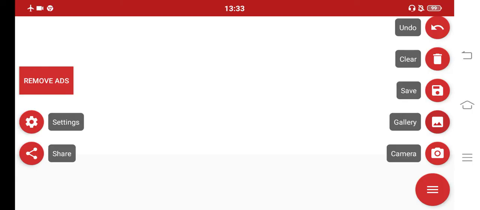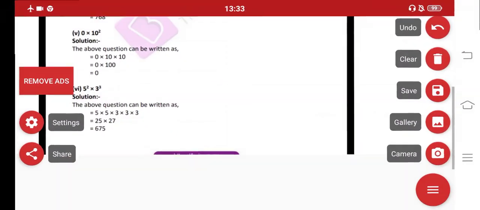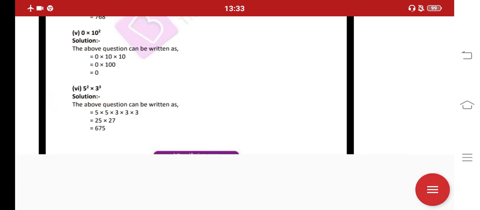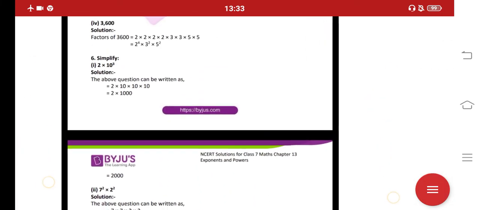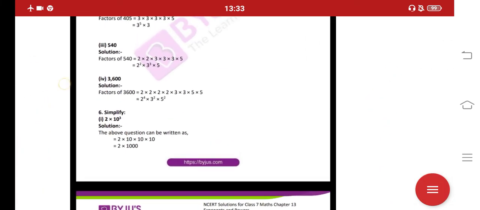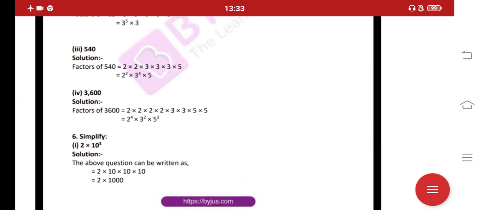Now let us see question number 6. See here what is given in question number 6. Okay, this is our question C. In this question, there are so many options. First, you have to split it into its prime factors. Then you have to count how many times each number is written. Then you have to write the number of times as the power.